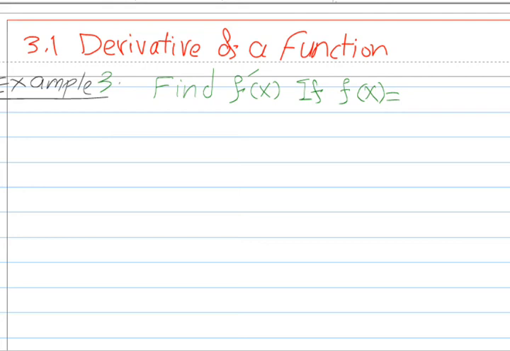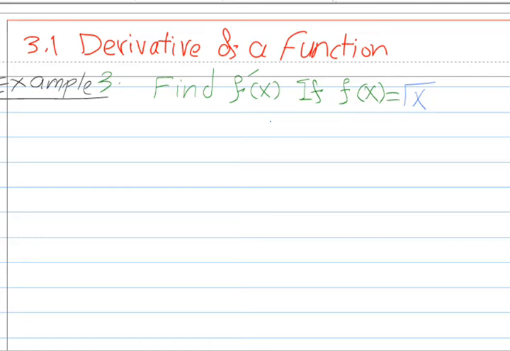Derivative of a function. Example 3. Find f prime of x if f of x equals radical x. What's meant by f prime of x? F prime of x means the slope of the curve of the function at any point, or instantaneous velocity if the function is the position function, or rate of change.